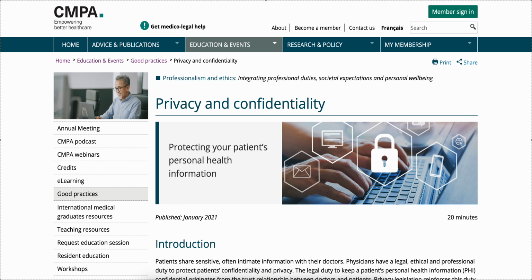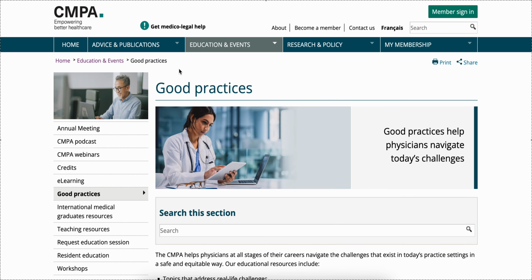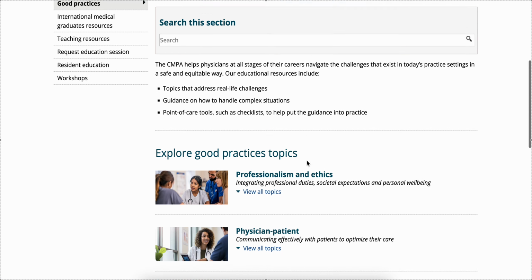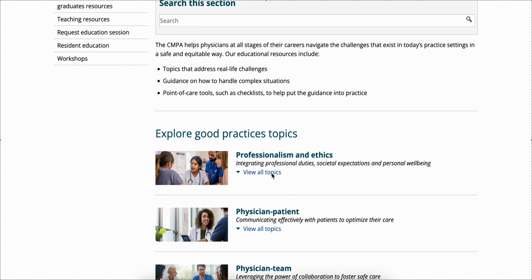Today I'm going to start one of the most important topics from the good practice, which is privacy and confidentiality. But before we move on, I just want to let everyone know that if you don't know how to go to the good practice, there is a very easy way. Just Google CMPA, and then you come to this bar somewhere and you put the education and events, and you go down to the good practice and it will come up to this page.